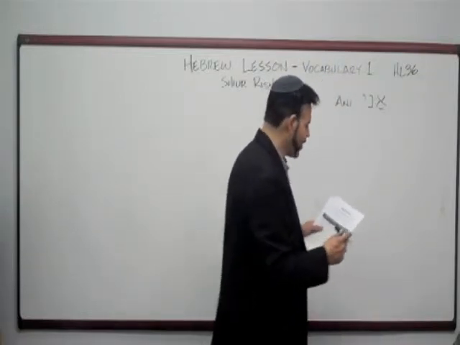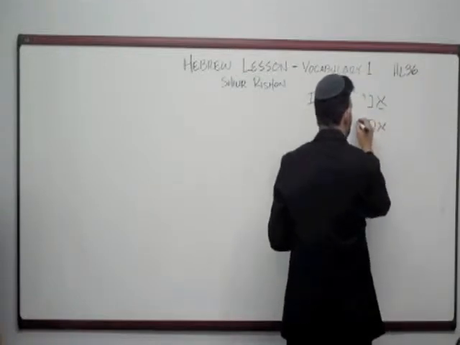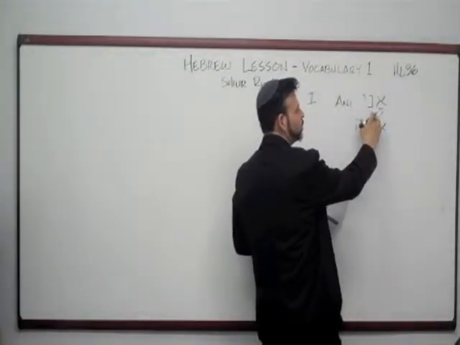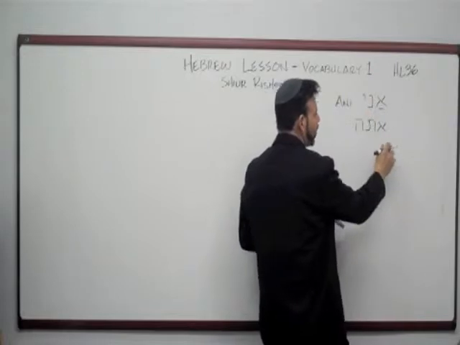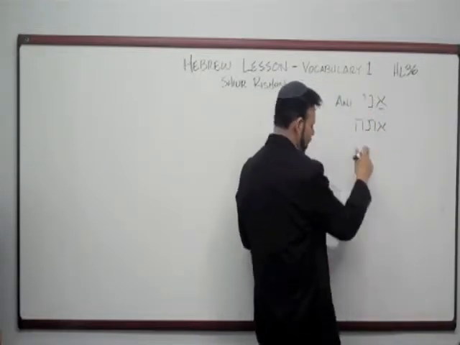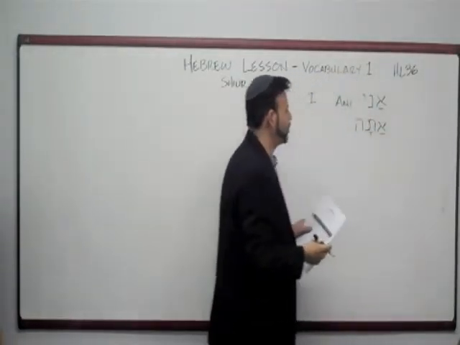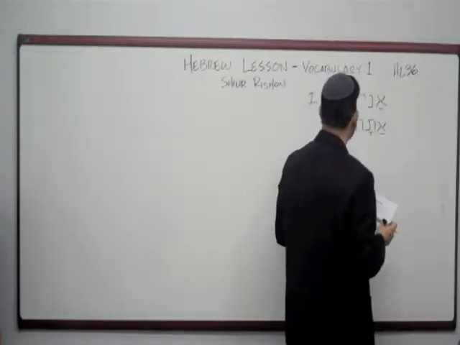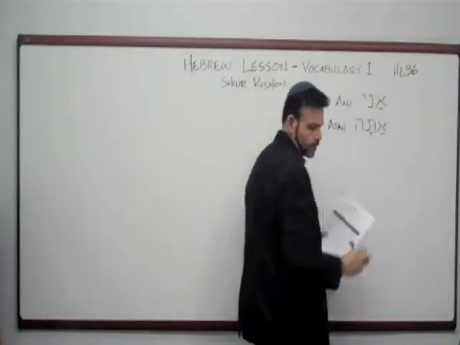So we're going to have ata. Okay, so we'll go ahead and write this out in Hebrew. So we have Aleph, what else? Nun and Yud. Now we have Aleph, Tav, and He. So we put in the Patah and the Kamatz, and we have Ata. Okay? So we have Ani, we have Ata, and Ata is what?